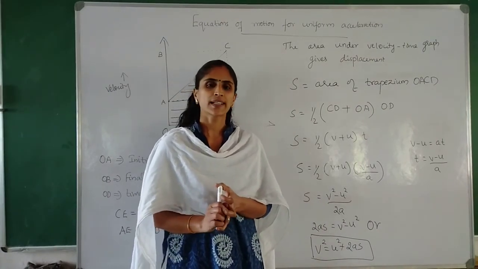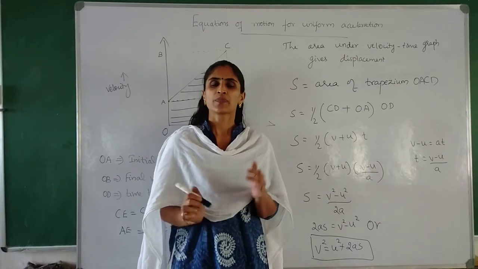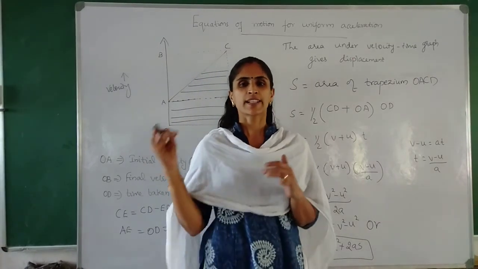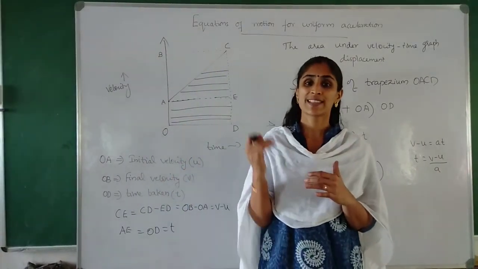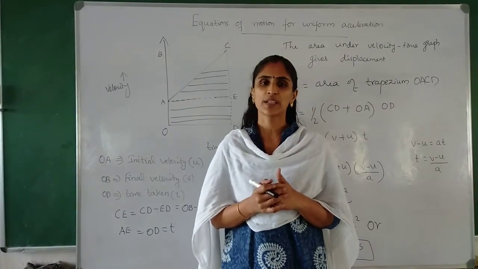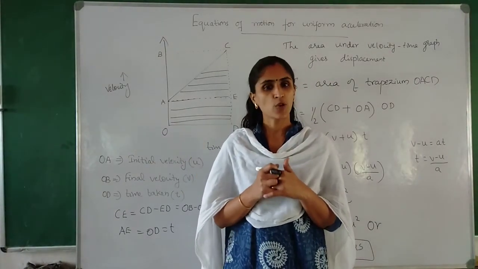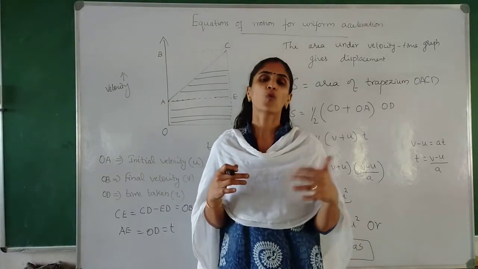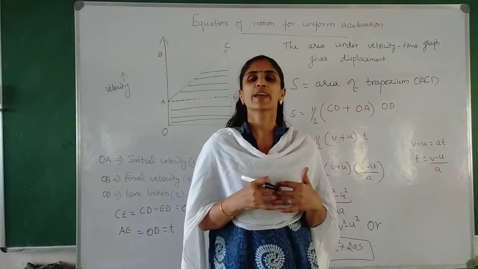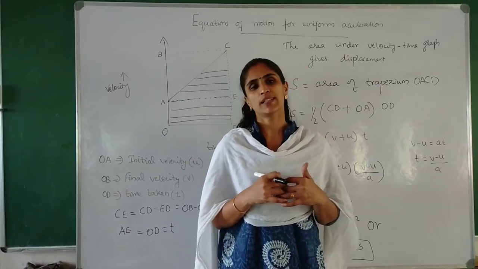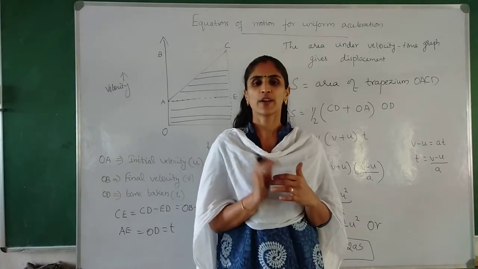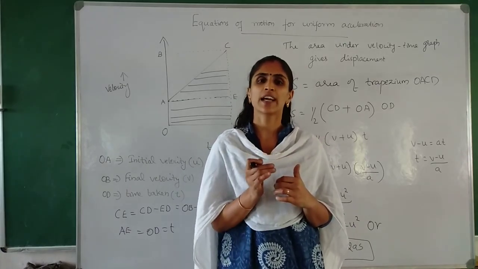Okay, is it clear? So today we discussed the expression for the displacement or distance travelled in nth second of motion, different types of position time graph and velocity time graph, and how we can obtain equations of motion from the velocity time graph. I think all of you understood, and if you are having any doubt, you can contact.